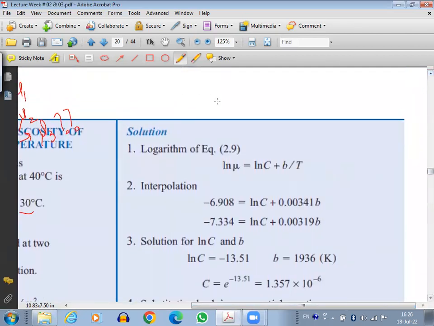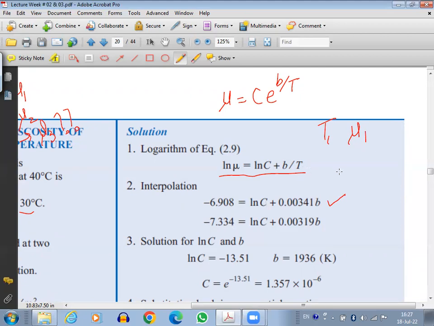So if you remember, the formula was this, right? Mu equals C e power B divided by T. If you take the ln of both sides, it will become this formula. Can you understand it? So ln mu equals ln C plus B by T. This is just mathematics, taking ln of both sides. Okay. Now, in this equation, I have T1 and mu 1. I will substitute and I will get an equation where B and C are unknown.